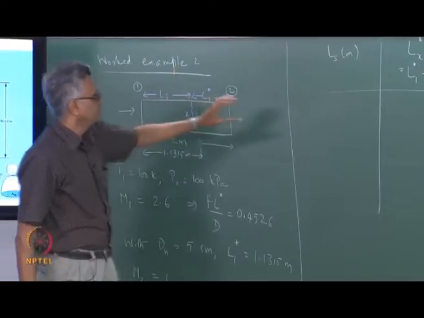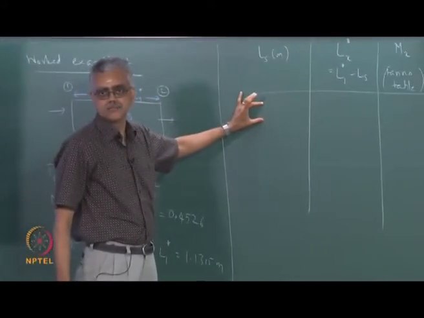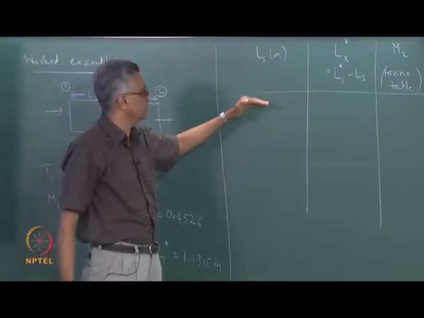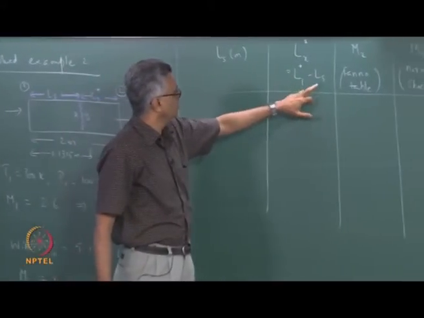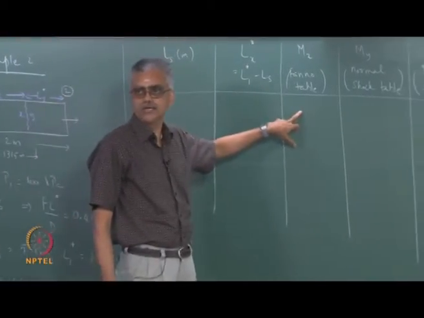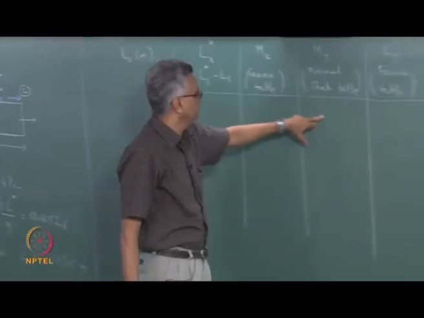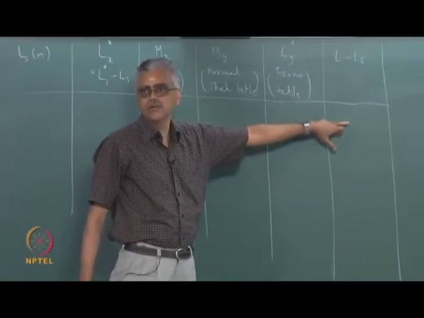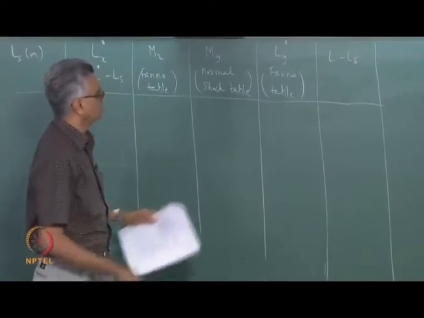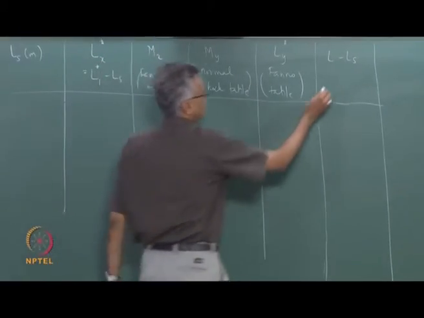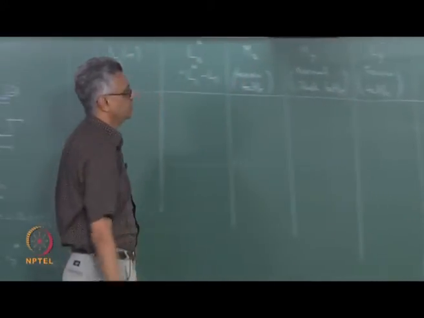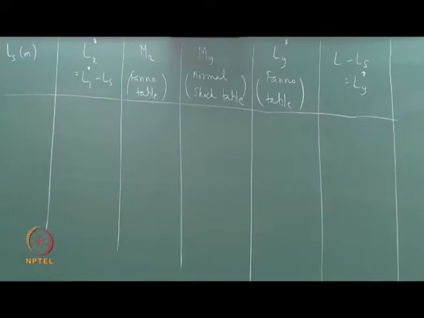Iteratively we guess a value for Ls and then we proceed like this. Once we guess a value for Ls, I know L1 star minus Ls, so that is Lx star. For this value of Lx star, I go to the Fanno table, get my Mx, then get my My, then get my Ly star, compare, and then keep going like this. The last two columns should be equal, so this should be equal to Ly star. Until we reach that value, we keep continuing.